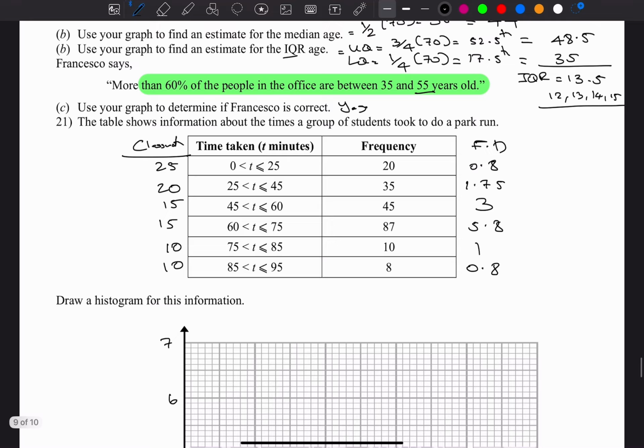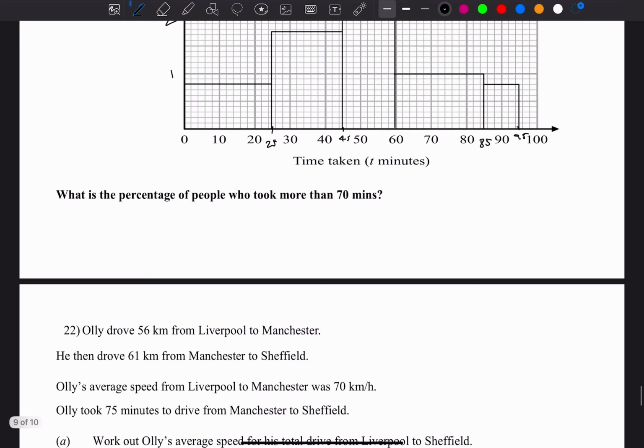Always make sure of class width and frequency density. Frequency density is frequency divided by class width. Always memorize it. You must know how to do this. Next one. The percentage of people more than 70 minutes. Remember, you have to do the area. 70 minutes is here. More than means the right hand side of that.